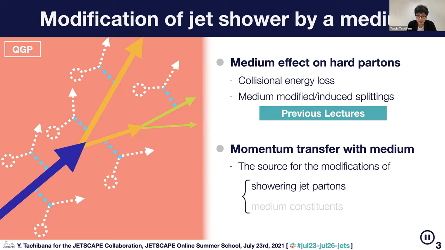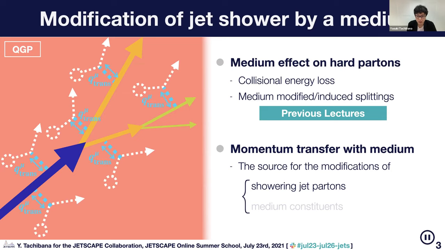So in this way, as the first example I explained, we can have energy-momentum change due to the scattering. These are usually called collisional energy loss. Those scatterings also stimulate further splittings, and they can modify the splitting pattern. So they can be referred to as medium-modified or medium-induced splittings. Those are covered in previous lectures.